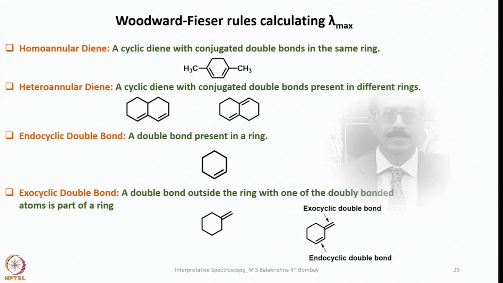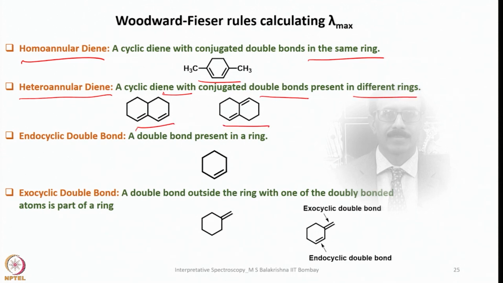So now let us look into important rules such as Woodward-Fieser rules for calculating lambda maximum for a given compound by considering all functional groups present in it. If you consider homoannular diene, a cyclic diene with conjugated double bonds in the same ring, they are called homoannular diene. If you have conjugated double bonds in the same ring, this is called cyclic diene. And then we look into heteroannular diene, a cyclic diene with conjugated double bonds present in different rings. It can be something like this or it can be something like this.